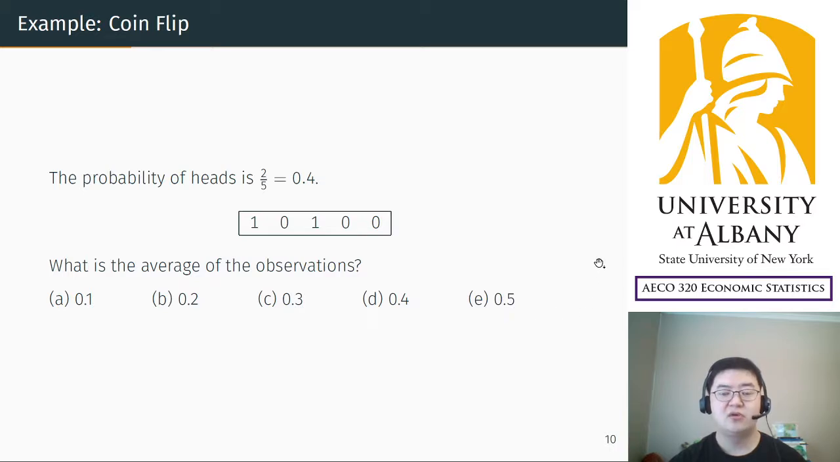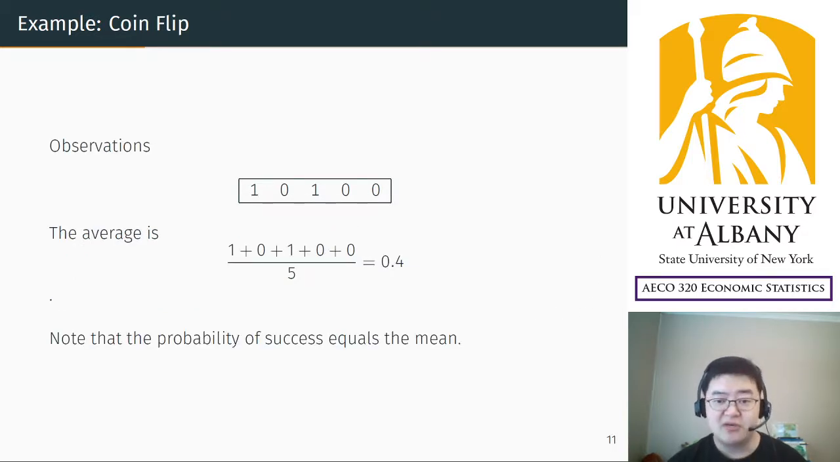3, 2, 1. So the answer is 0.4, because the average is calculated this way. Sum all the 5 numbers. By the way, remember how we calculated the mean. When you have raw data with a number of observations, the average is simply adding all those observations divided by the sample size. So add all the observations, divide by the sample size, which is 5. So 2 divided by 5, 0.4.